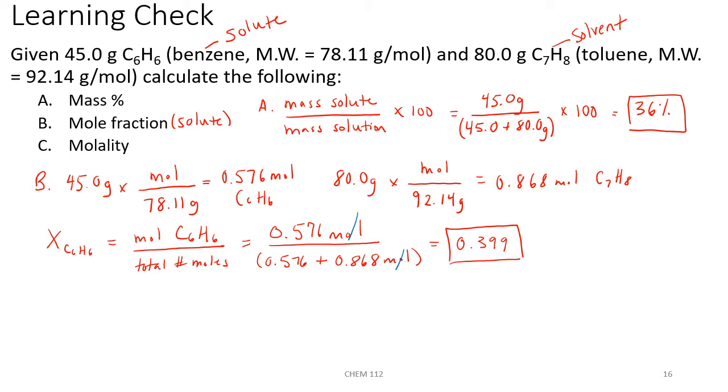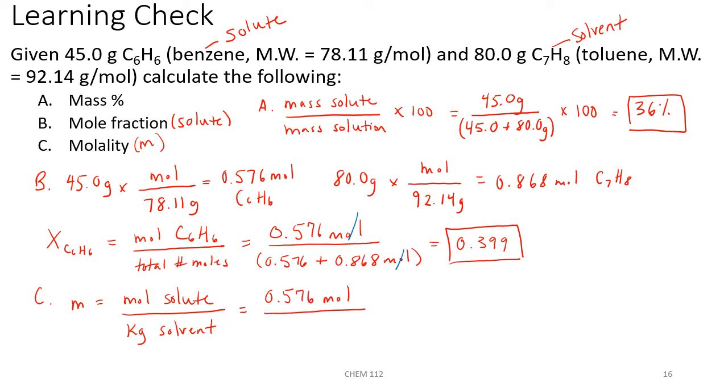And lastly, C, our molality. Molality is our new term, and it's a lowercase m as the symbol. Molality will equal the moles of solute over the kilograms of solvent. So not of solution, but of only solvent. And we've already done the work of calculating the moles of solute, which is our benzene. So our moles of solute will be 0.576 moles over the kilograms of our solvent.